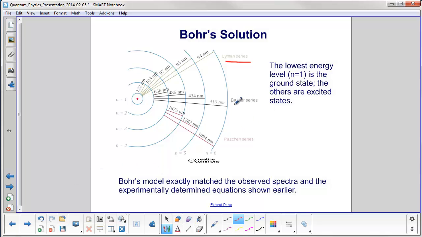We next come to the Balmer series. These are higher energy orbitals decaying to n equals 2, or the first excited state, and those are in visible light. And then the Paschen series, that's when the higher orbitals decay to the n equals 3 state, and that's closer to the infrared range. And just to make the point again, Bohr's model exactly matched the observed spectra. And also the equations that were developed with the Rydberg constant, those experimentally determined equations also match Bohr's solution.